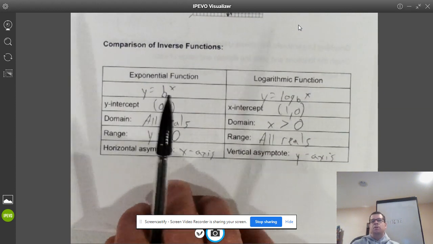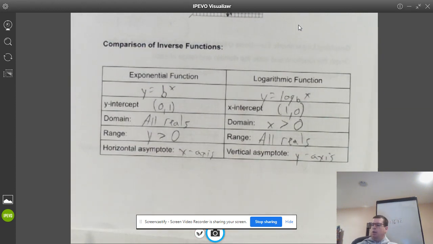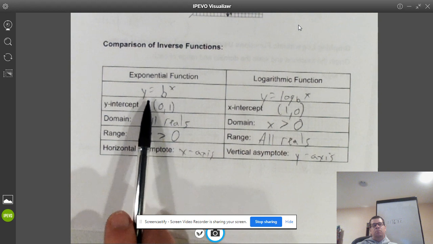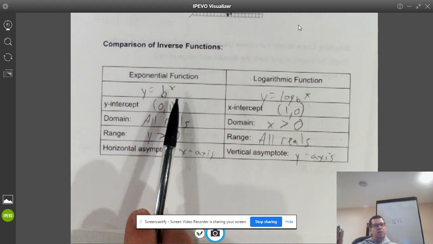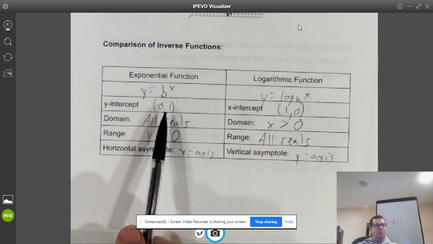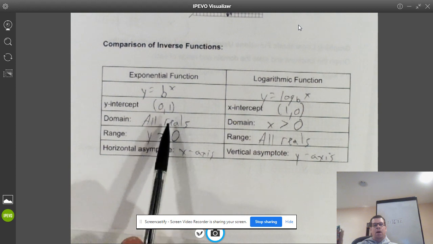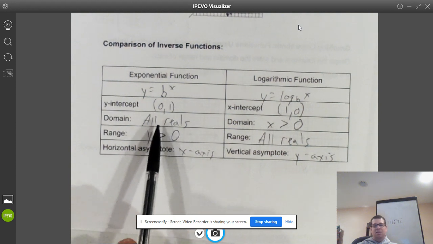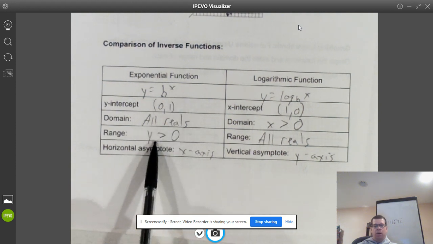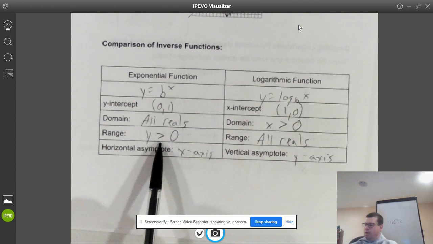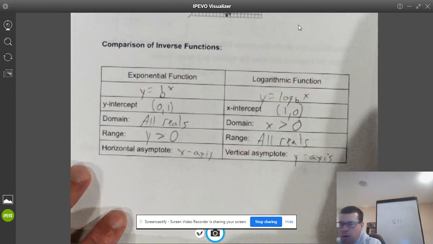But just some comparisons between an exponential function and a logarithmic function. Again, an exponential function looks like y equals b to the x power. It has a y-intercept of 0, 1. The domain of this thing, the things I can put in for x here, are all real numbers. The range of this thing is anything bigger than 0.